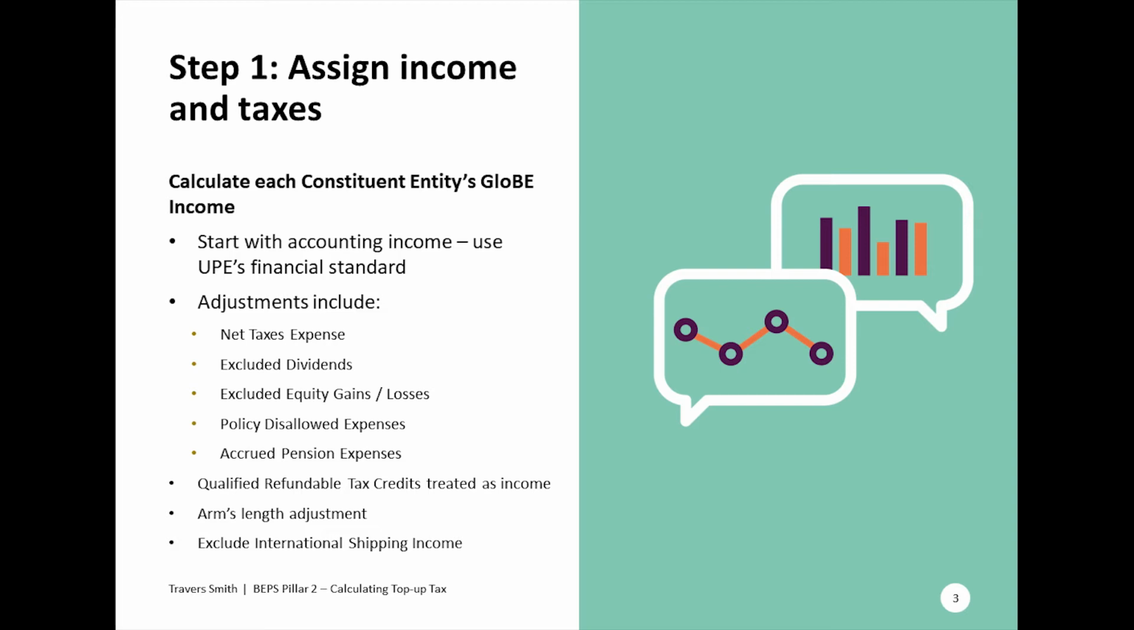And then the final thing I wanted to point out, well, two things really, is that qualified refundable tax credits are treated as income. We went through the meaning of that a couple of weeks ago, and that also international shipping income is excluded. And this is the only type of income that is excluded from the GloBE rules, and it is excluded at this stage of the calculation.